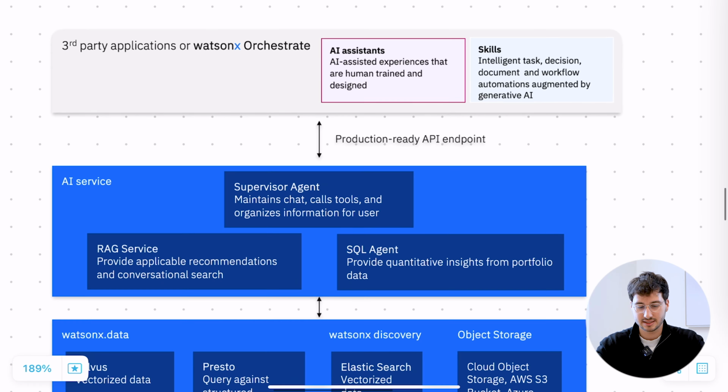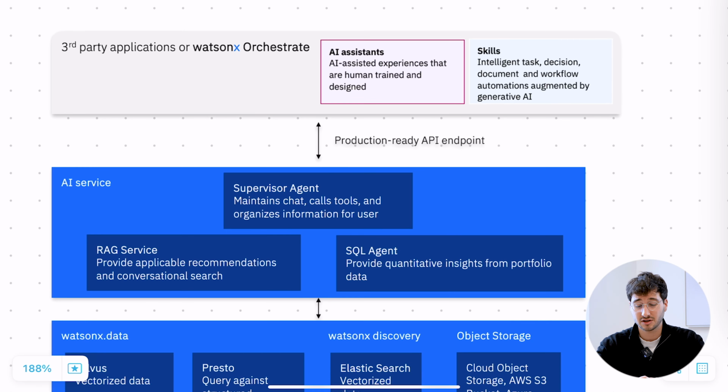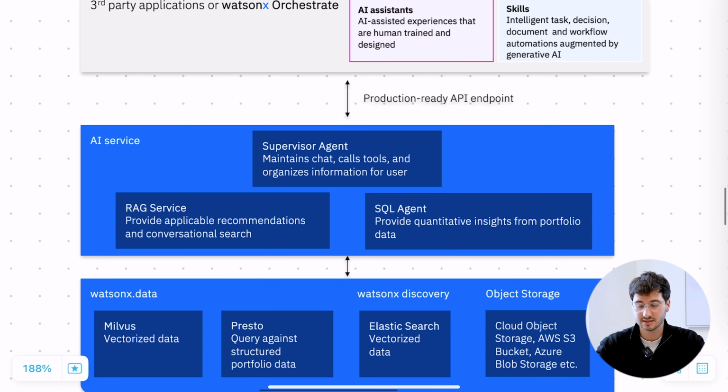Next, we're going to jump into the actual AI services. So these are our agents. And to do so, we need to have our production-ready API endpoint. In watsonx Orchestrate, we're able to capture that endpoint when we're deploying the instance and then connect it to our various agents. In the AI service, we have 3 different agents that we highlighted earlier. 1 is the supervisor agent, 2 is the RAG service, and 3 is the SQL agent.